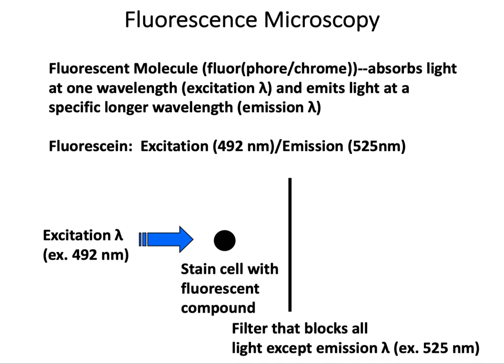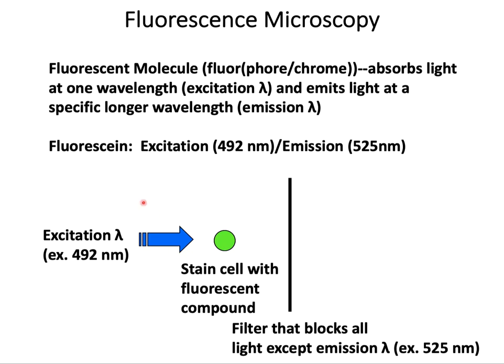Fluorescence microscopy relies on fluorescent molecules, sometimes called fluorophores or fluorochromes. Unique to fluorescent molecules is that they absorb light at one wavelength and emit light at a specific longer wavelength. An example is fluorescein, which is a very common fluorophore used in fluorescence microscopy. It is excited at 492 nanometers, which is in the blue range of visible light, and its emission is at 525 nanometers, which is bright green.